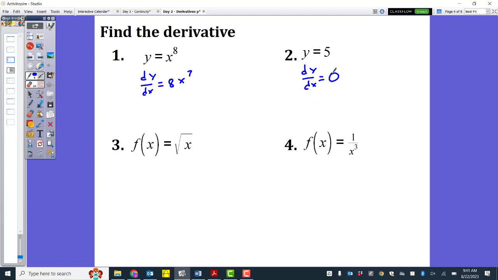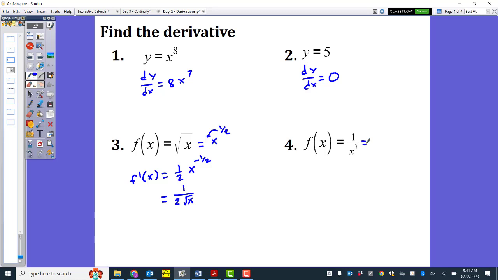Number 3, this one's a little weird because you're like, well, we haven't talked about square roots. Well, remember, square root of x is the same thing as saying x to the 1/2 power. So we can do the derivative, pull down the 1/2, so 1/2 x to the, and then subtract 1 from the exponent. 1/2 minus 1 is negative 1/2. So we end up with 1 over 2, and then square root of x on the bottom. There's our derivative.